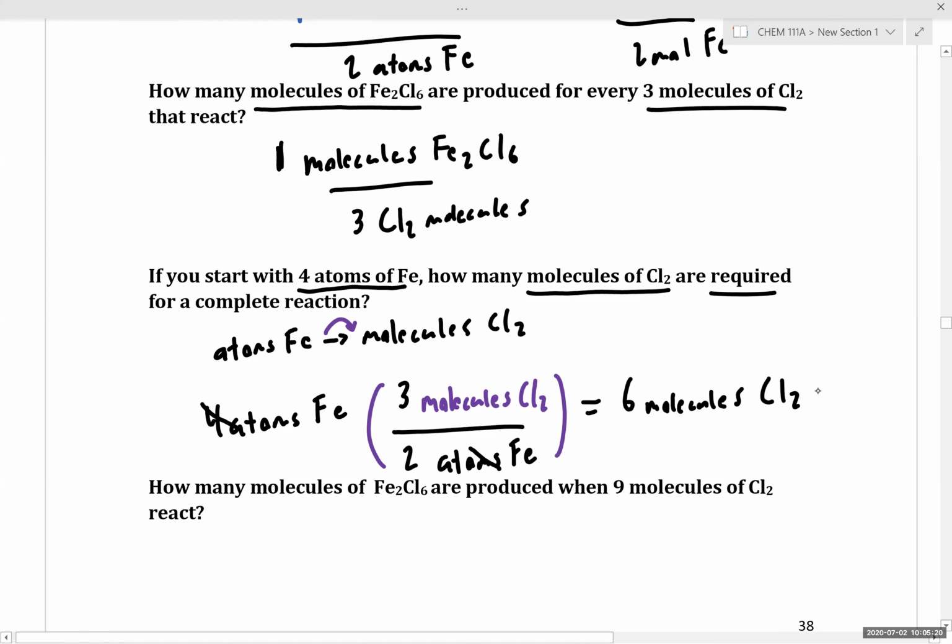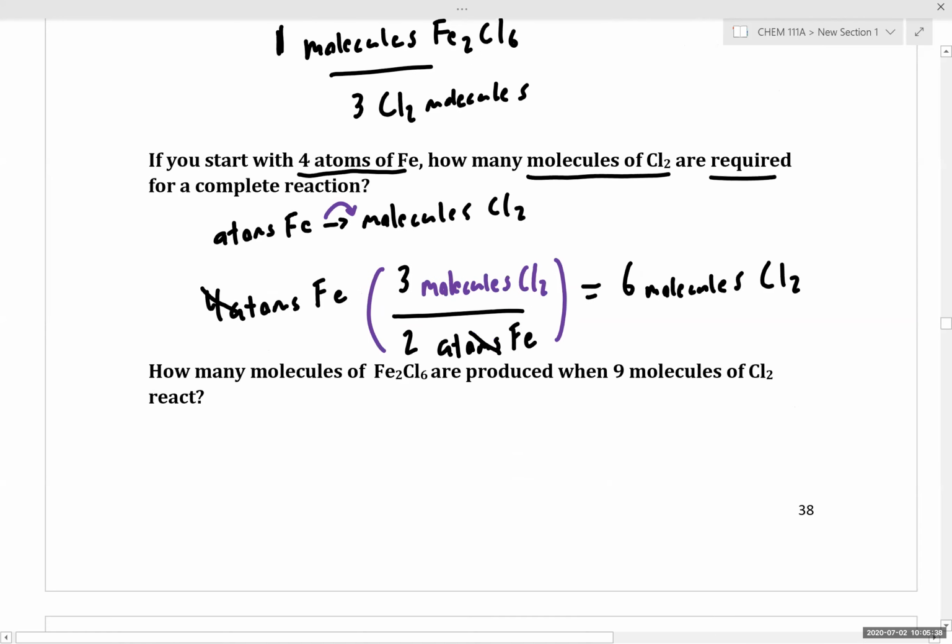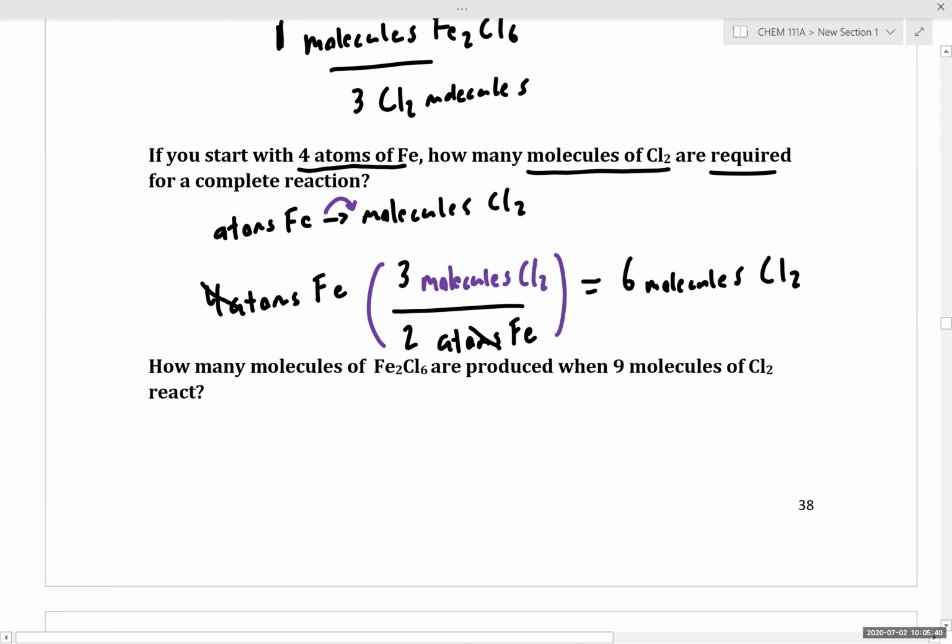Does this example look familiar to everyone? Does this remind us of anything that we just did? This exact calculation, 4 times 3 over 2. We actually did this calculation before in our bread and cheese example. Okay, let's now try to answer the next question.